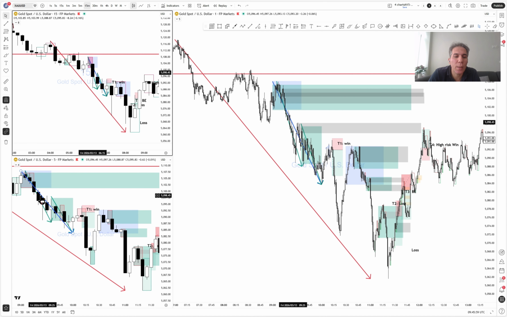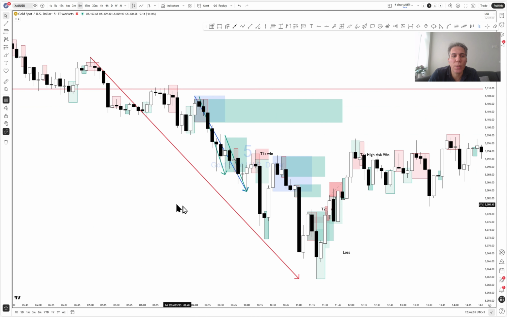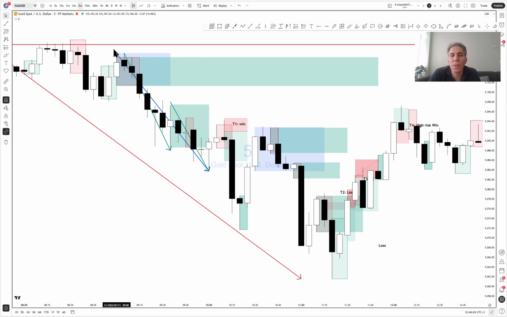So the blue line, let me maximize this chart, you can see that. Now that I drop the time frame down, here I have this engulfing zone, and also this one, these two. So it says that this is the area of liquidity for us.